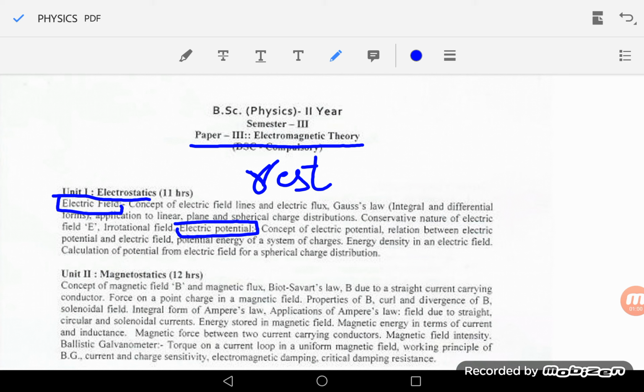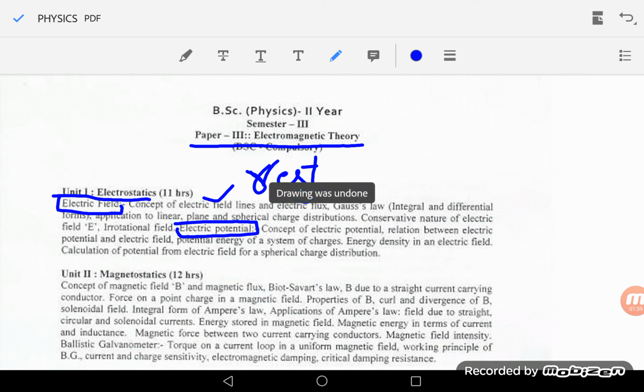In the first half of unit 1 we study electric field lines, electric flux and Gauss law, its integral and differential form. Then mainly applications: we have three types of applications related to Gauss law. One is how we can apply Gauss law to the linear surface, plane surface and also spherical surfaces. Again, its conservative nature, a rotational field. That is the first part of unit 1.